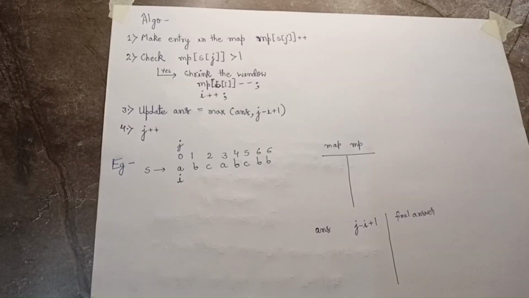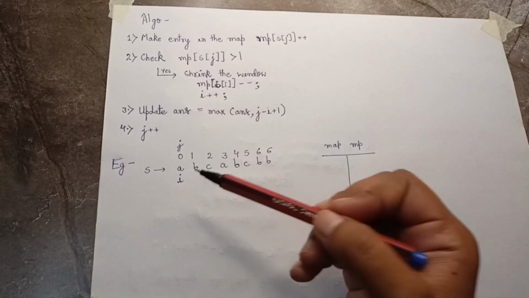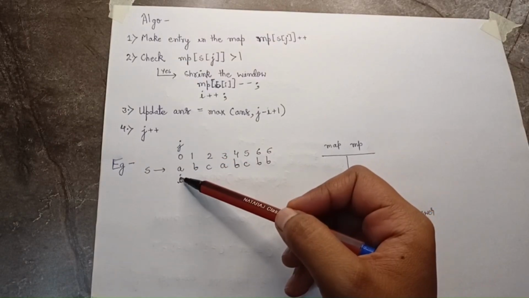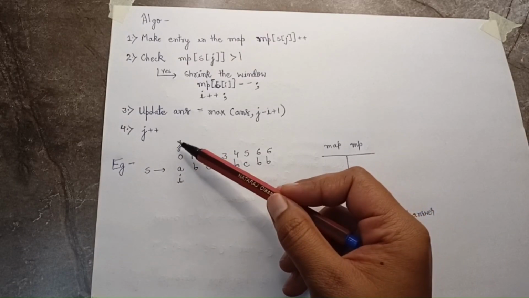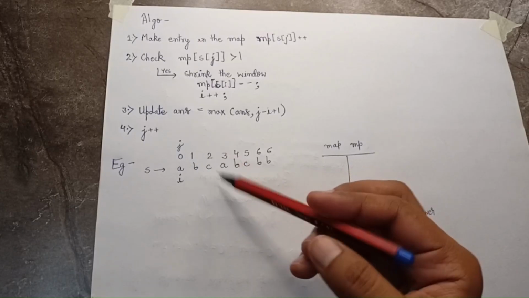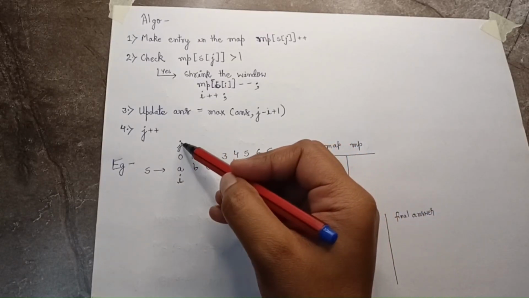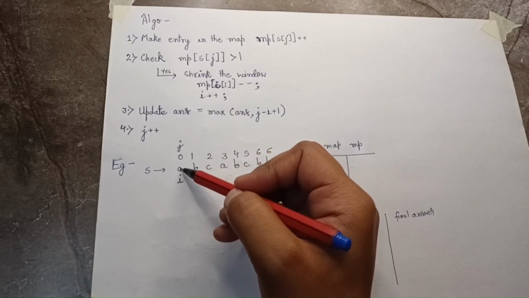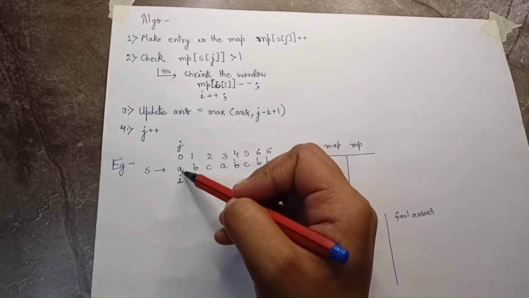Now let's have a dry run of the example given in LeetCode for better understanding of the algorithm. So initially both the pointers will be pointing at the 0th index. So here we are starting. Now we will start from 0. Now we see that at the 0th index we have A.